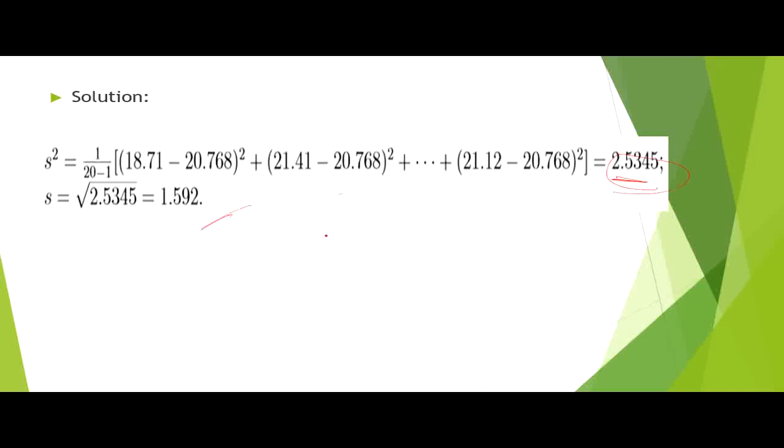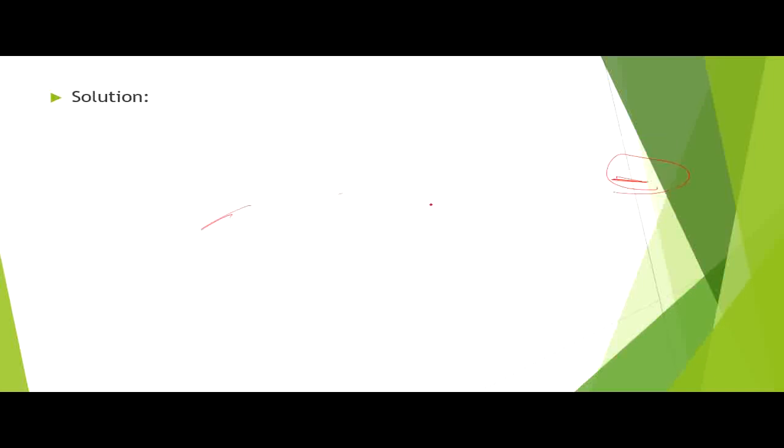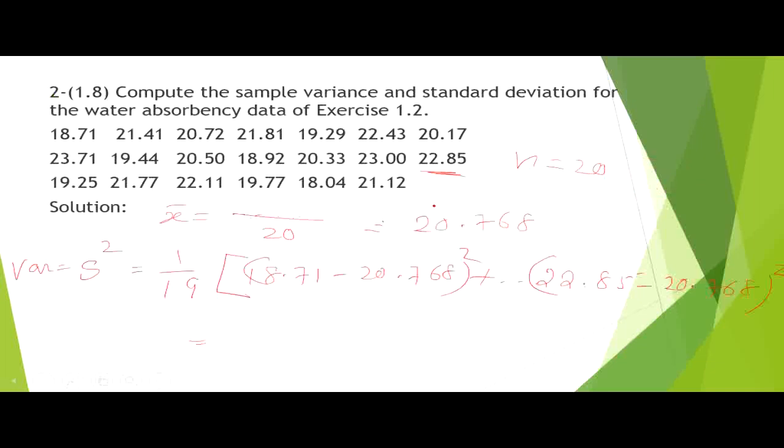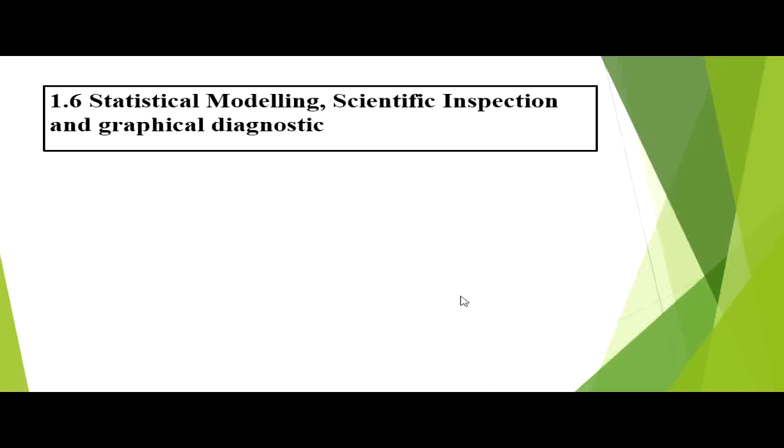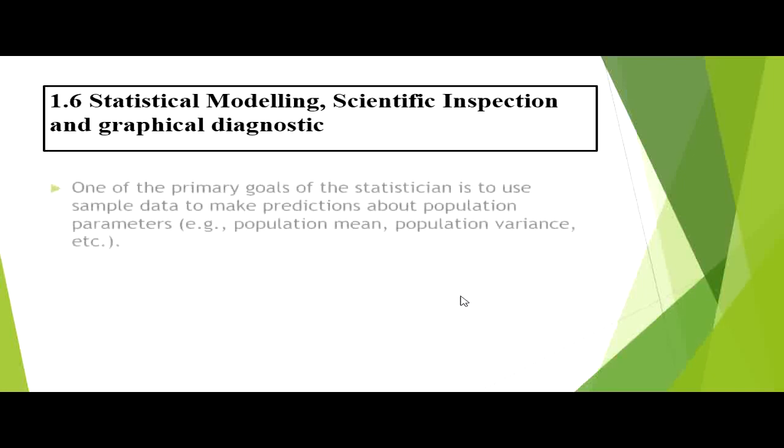So they are almost near. The variance is not bigger, and the standard deviation is also somewhat near, so the data are somewhat close to the mean. That's it. Now let's go to the next one: statistical modeling, scientific inspection, and graphical diagnostic.